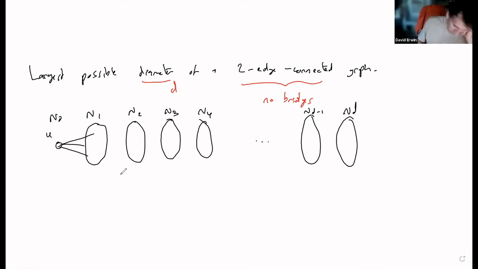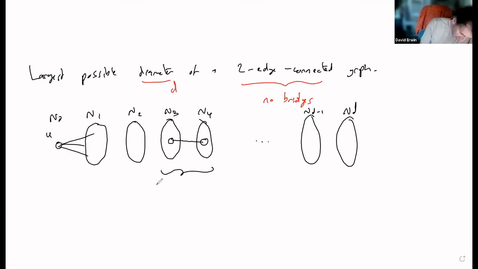And then we've got these edges, and the key point, similar once again to some of the arguments in Peter's talk, is that whenever you've got two consecutive distance layers, for example N3 and N4, you can't have exactly one vertex in the first one and exactly one vertex in the second one, because if you did, then the edge between them would be a bridge, and this is a 2-edge connected graph.